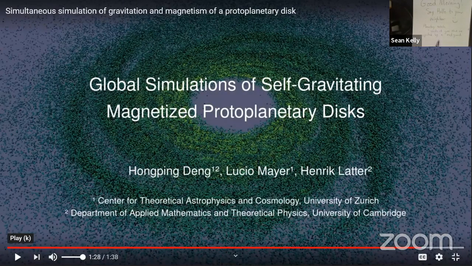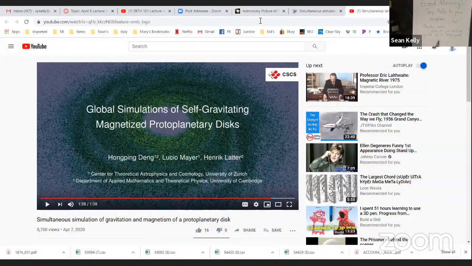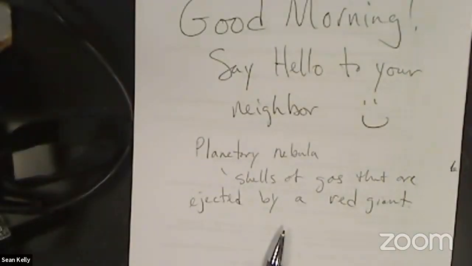Okay, so that is a research simulation that was done to show a protoplanetary disk. And did anybody see anything on there that was new to them? Because I sure did. I saw something that I was like, what? That's very interesting. Anybody? Anything new?